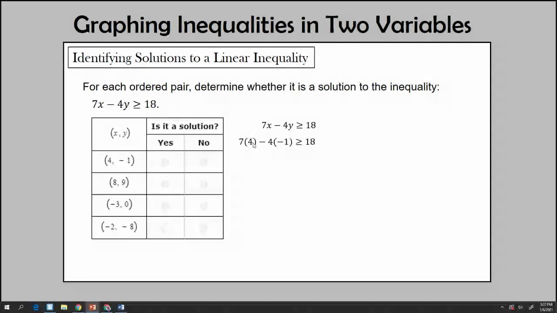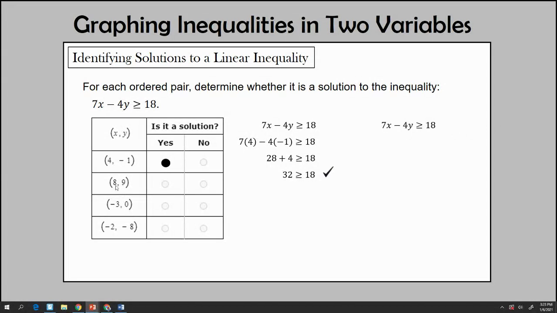So 7 times 4 is 28. -4 times -1 is +4. 28 plus 4 is 32. Now, true or false? Is 32 greater than or equal to 18? Yeah, it's true. So the point 4, -1 is a solution. And if you were to graph it, it would be in the shaded part. Okay. So we'll just keep on checking them this way.